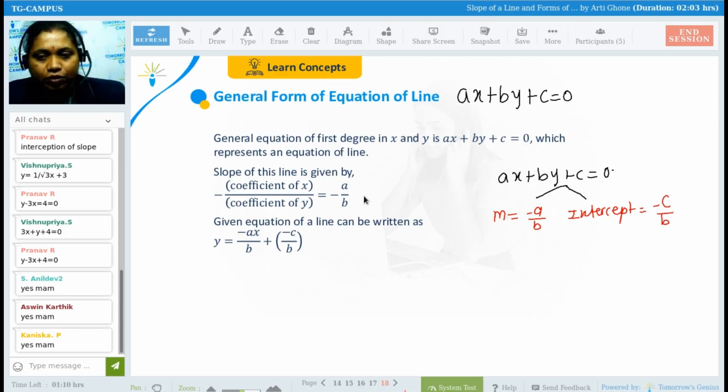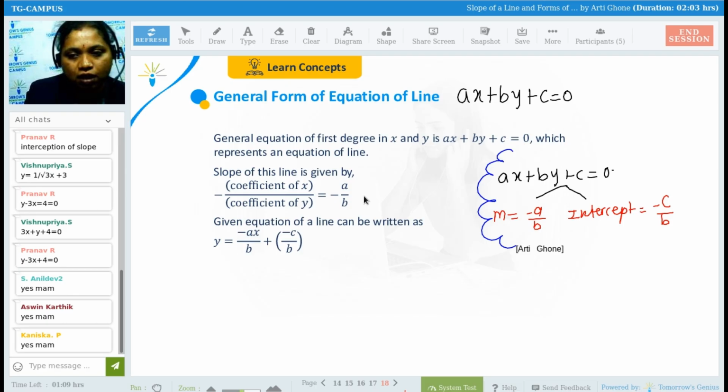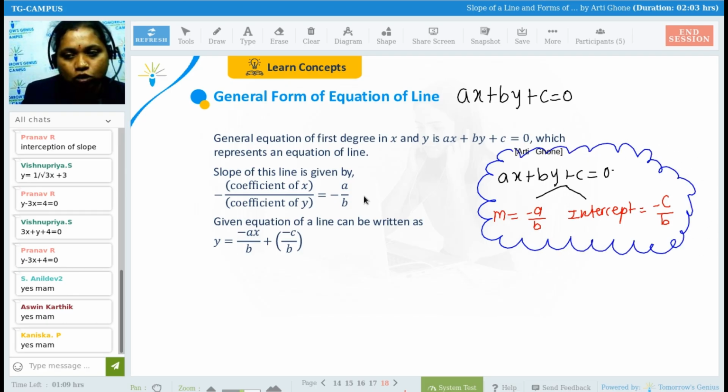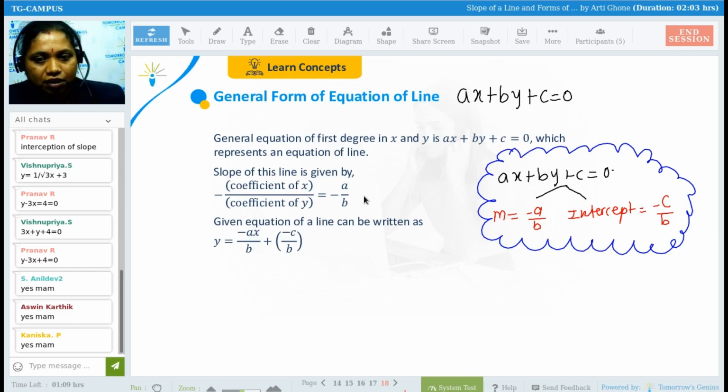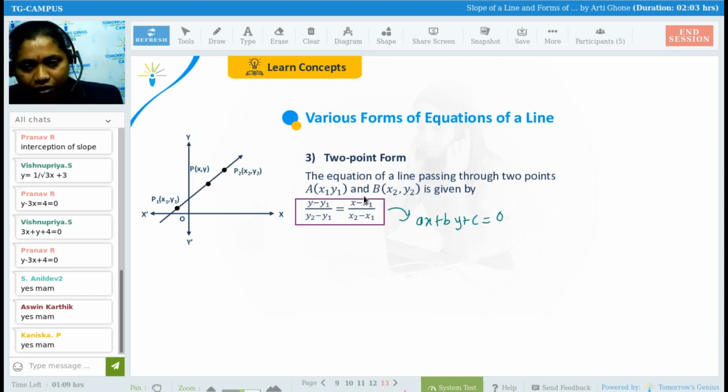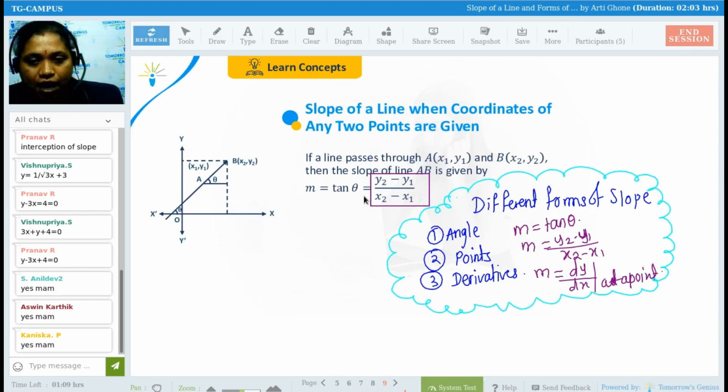Based on that, what is the slope of a line? Coefficient of x upon coefficient of y. Coefficient of x is a, so it's minus of a by b. So with the formula, remember this. So what will be your today's formula list? Various forms plus general form plus slopes, different forms of slopes. Clear? So this is the general form, first in the formula list, then various forms, under that 6.